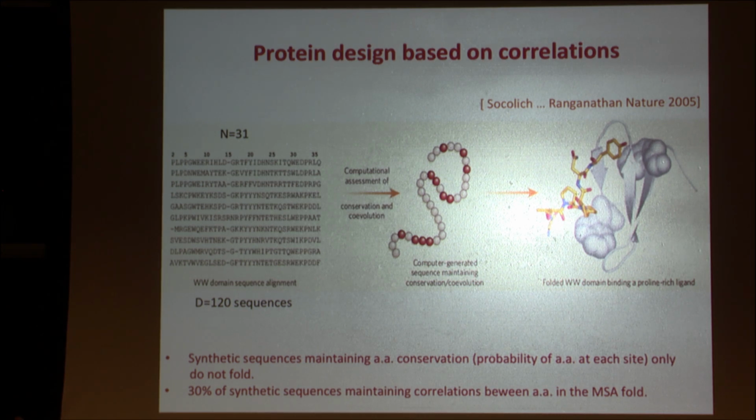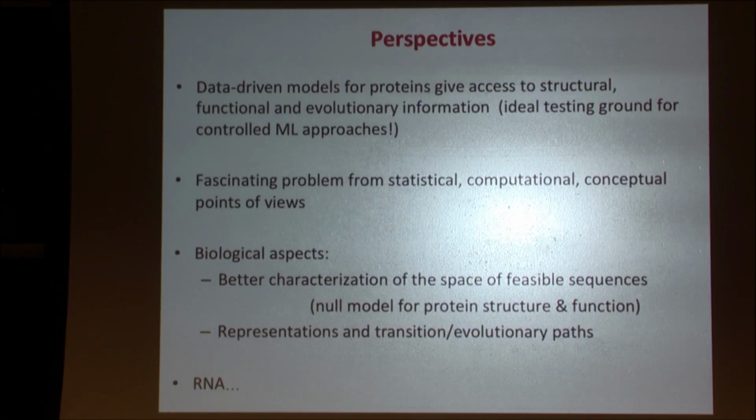What he found is that if you keep only the 1 point moment, so that there is no interaction, you generate sequences which are very bad. They don't fold. If you keep also the 2 points, then a large fraction, about 30% of the sequences, were able to fold in the right fold, the natural one. I'm trying. So I think I will stop here.